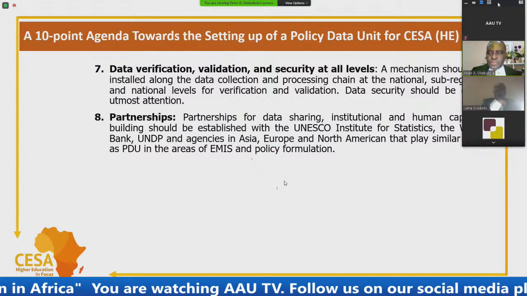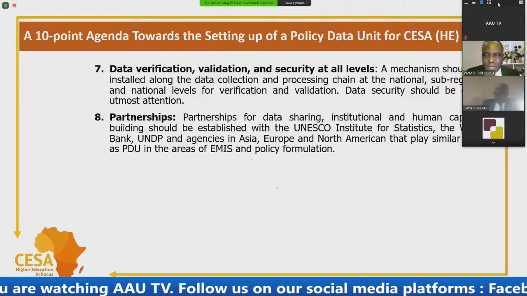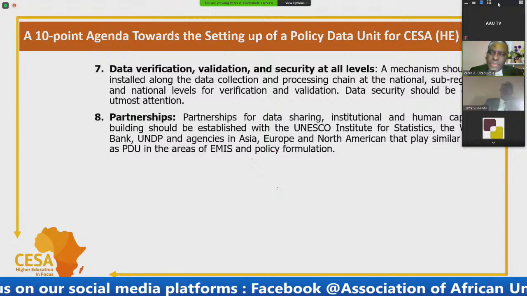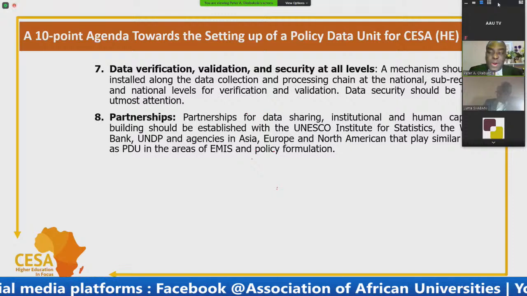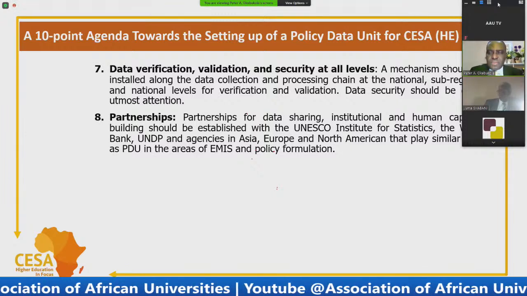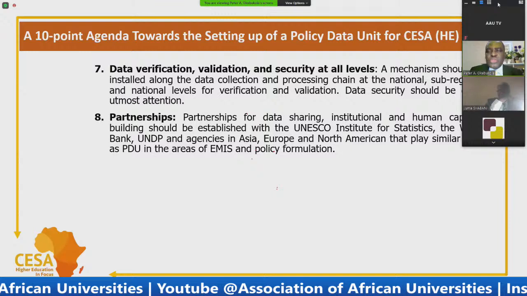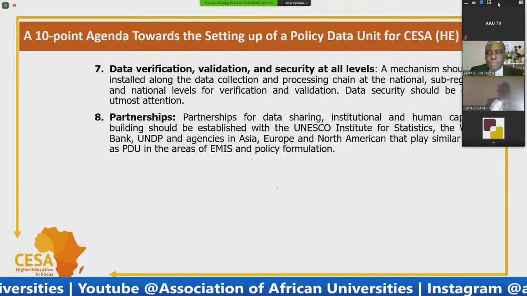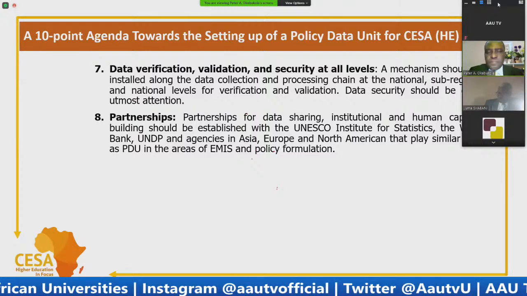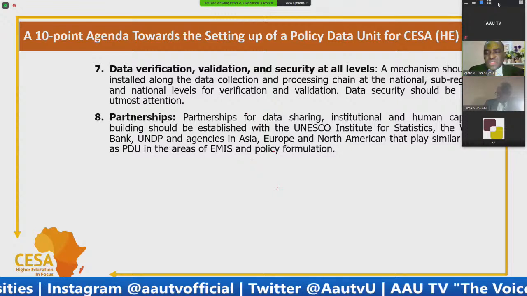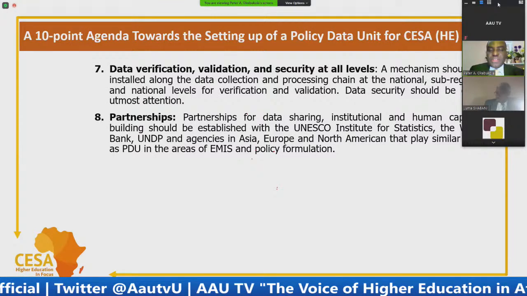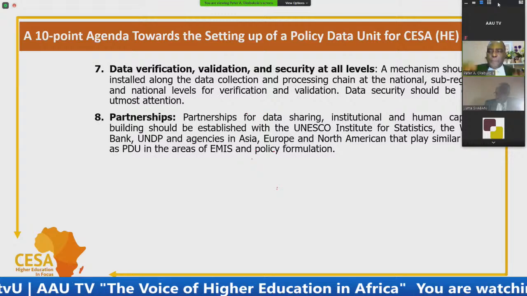Number 8 is partnerships. We can't sit here in Africa, we are green, new, PDU. We have to establish partnerships with those global organizations that are already standing tall with regard to higher education statistics. UNESCO Institute for Statistics is one of them. The World Bank collects higher education data, UNDP, and agencies in other regions that are playing similar roles that PDU wants to play in the areas of EMIS and policy formulation. We've got to form partnerships with them.